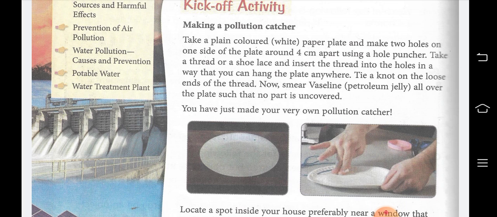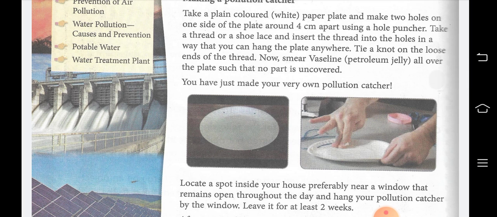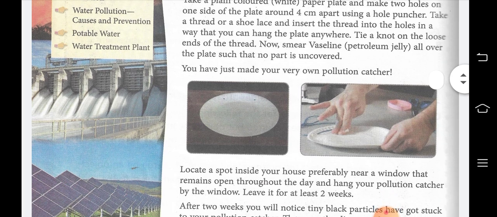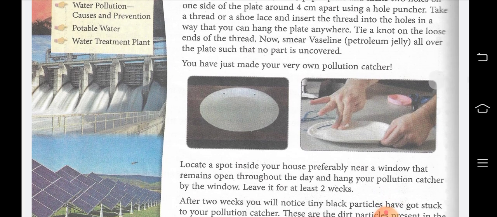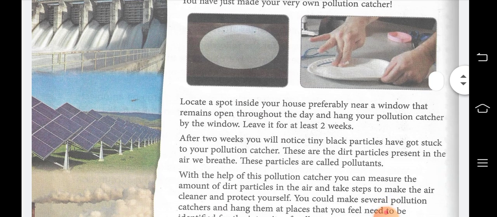Then tie a knot on the loose end of the thread so that it cannot come out. Then smear Vaseline or petroleum jelly all over the plate such that no part is uncovered. That means we have to cover the plate completely with Vaseline because Vaseline is sticky, so the pollutants which are present in the air will stick to it. Now our pollution catcher is ready.